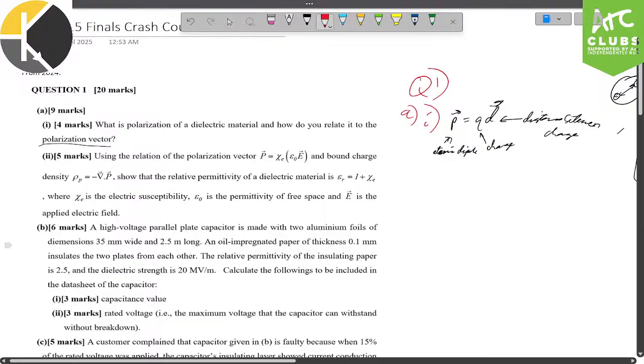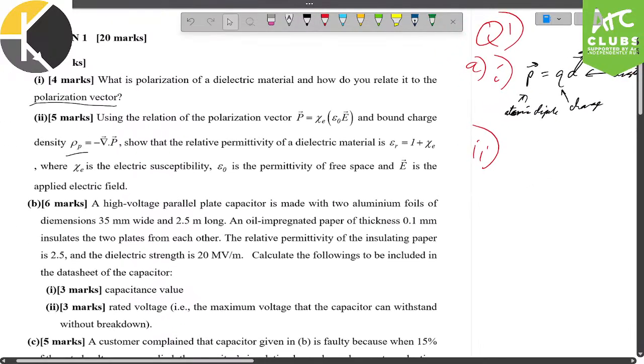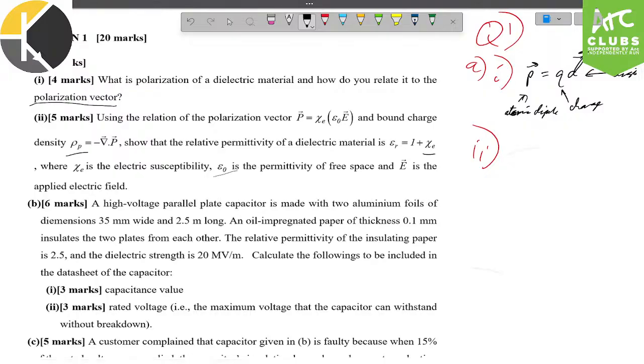Let's move forwards. So question 2, it wants us to go ahead and, using the relation of the polarization vector and the bound charge density given by rho P, show that the electrical permittivity of the dielectric material is given by epsilon r equals 1 plus chi, the electric susceptibility, and epsilon 0 is the permittivity of free space.